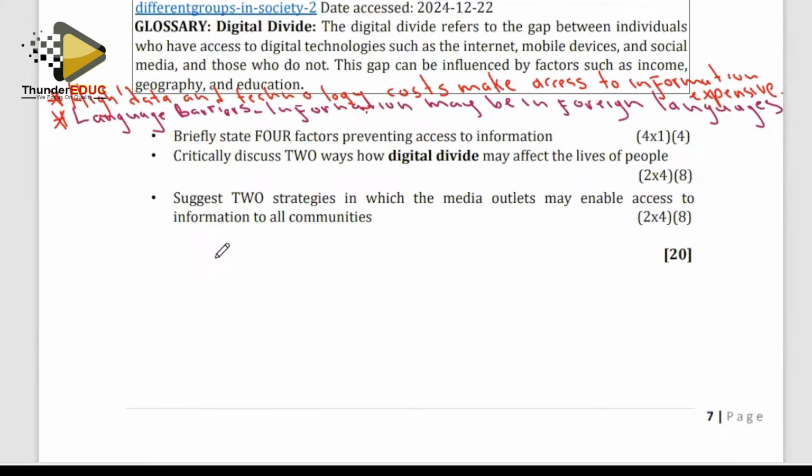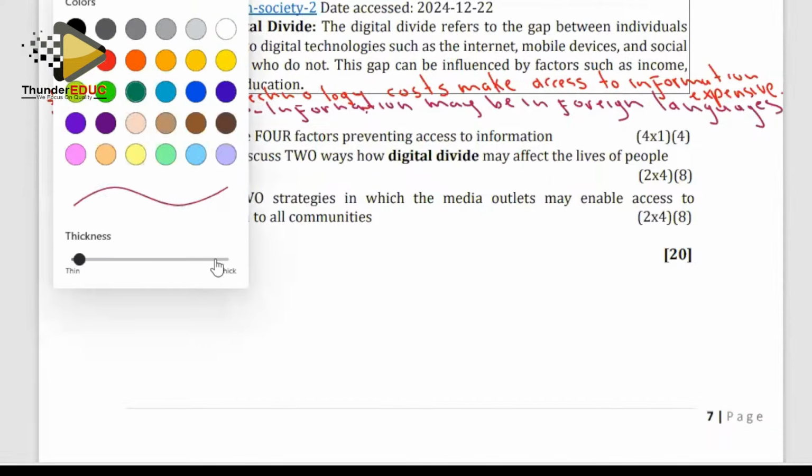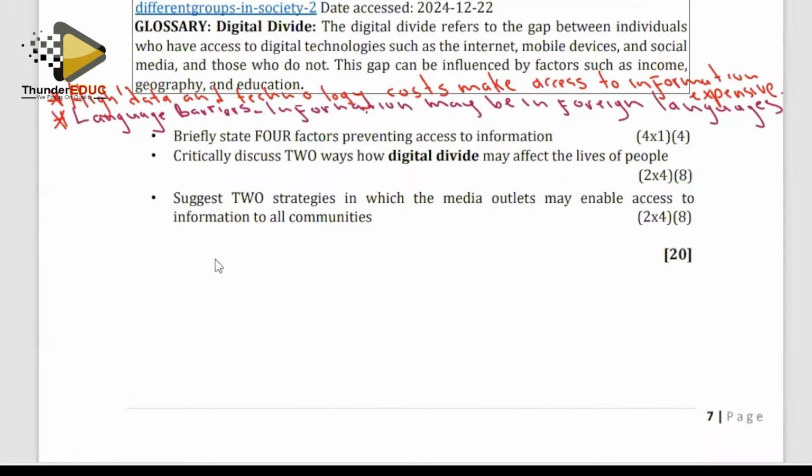Then in addition to that, you can also say low levels of digital literacy. There are still some people who cannot operate digital devices well. Digital illiteracy: there are some people who still cannot operate computers or smartphones. So that is another factor.